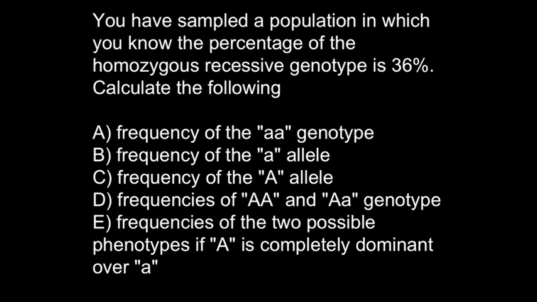Okay, so now let's work through some sample problems. For our first sample problem, you have a population in which you know the percentage of the homozygous recessive genotype, which is 36%. Using that, we're going to calculate the following. For part A, the frequency of the little a genotype. For part B, the frequency of the little a allele. For part C, the frequency of the capital A allele. For part D, the frequencies of the big A big A and the big A little a genotypes. And for part E, the frequencies of the two possible phenotypes if capital A is completely dominant over little a. So you can see that with just one number, we can solve for all of this.